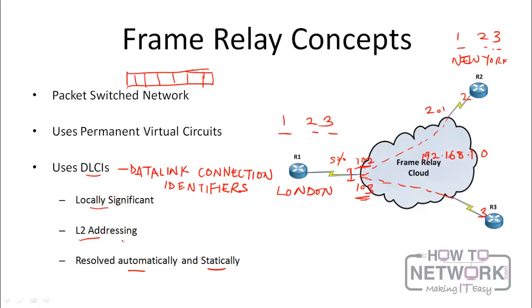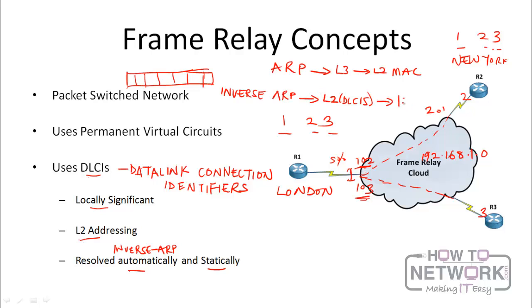So by default, on every frame relay interface, we have what's called inverse ARP, which is turned on. And the name's really intuitive, because remember we use ARP, the Address Resolution Protocol, to resolve layer 3 IP addresses to layer 2 MAC addresses. But with inverse ARP, we actually have our layer 2 DLCs, and we want to resolve them to the IP address. So we know the DLCs, but we don't know what the IP addresses are at the other end of the DLC. So we want to resolve the IP addresses, and that's why it's called inverse ARP. So automatically, inverse ARP is turned on.